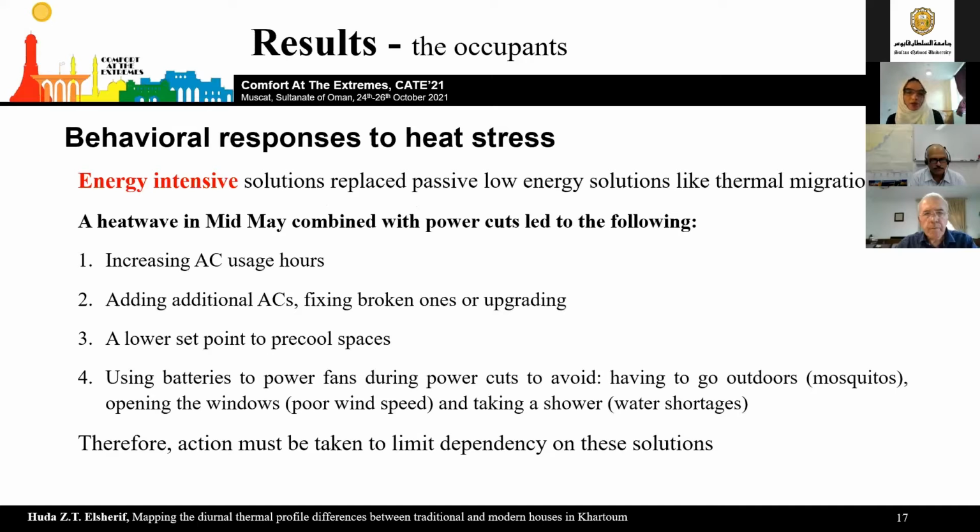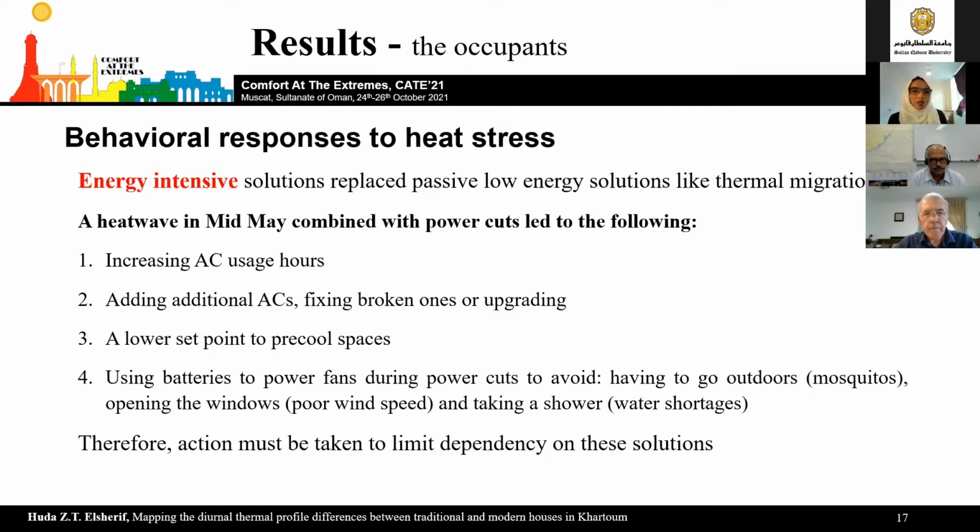Finally, there was a heat wave during my monitoring period. I wanted to see how the users respond to that, which gives you an indication of what will happen when climate change increases. All of the solutions were energy intensive. They either increased how many hours they used the air conditioner, added more air conditioners or fixed existing ones, or even upgraded them from an evaporative cooler to a refrigerant one. They set a lower set point, so if they know there's going to be a power cut in 2 hours, they cooled at 18, 17 degrees rather than their usual 27 to prepare the space. They also use batteries to power fans when there is a power cut, so they can avoid more passive solutions.